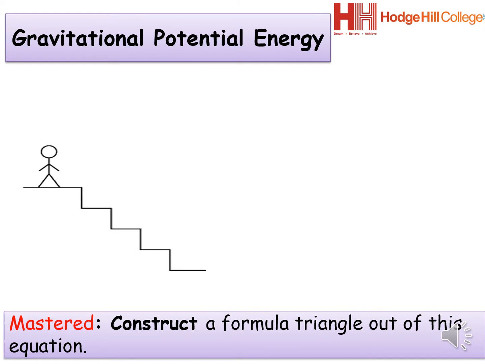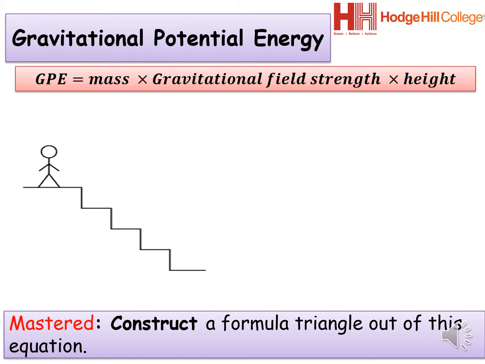Okay, so the first equation we're going to look at then is for calculating gravitational potential energy. So we give gravitational potential energy the symbols GPE and we calculate it by doing a simple equation of mass times gravitational field strength times height. You don't need to write any of this down at the moment. I'm just going through the equation. I will give you some time in a minute. I'll ask you to pause the video and construct a formula triangle using the equation and the information that I'm about to give you.